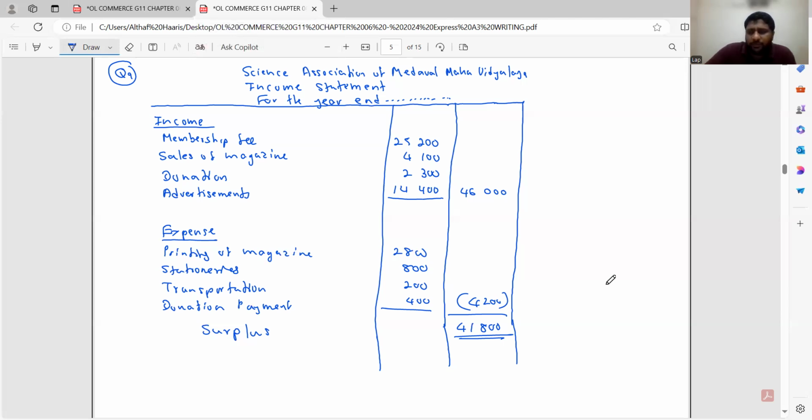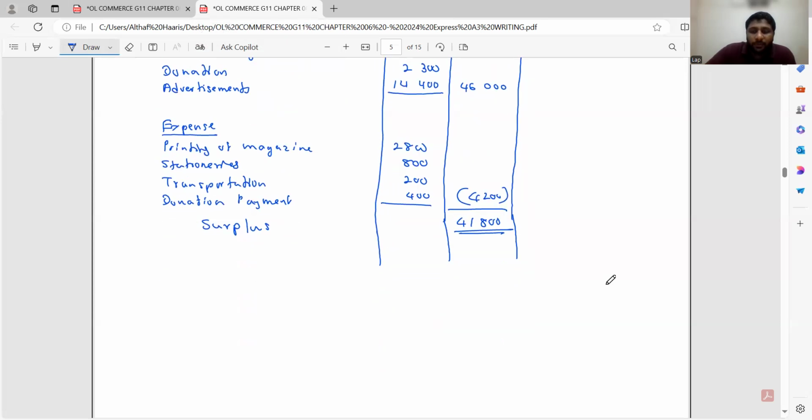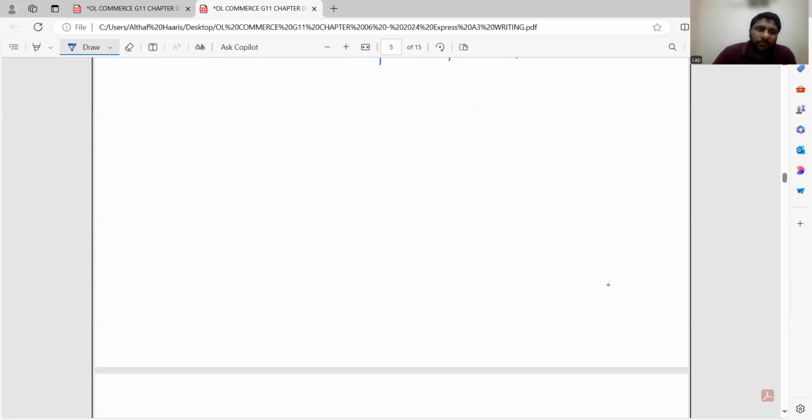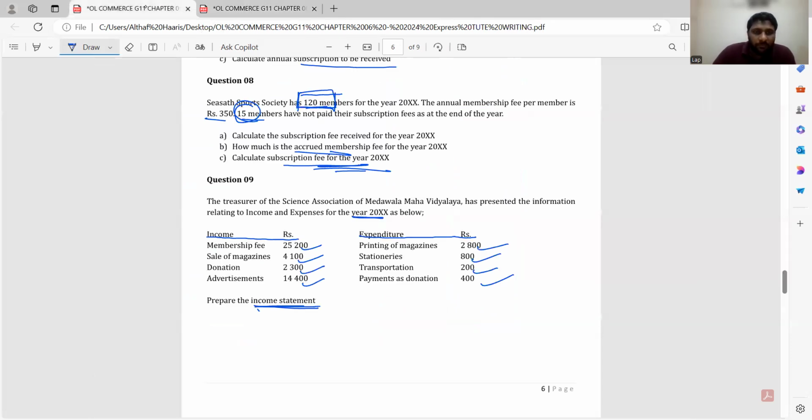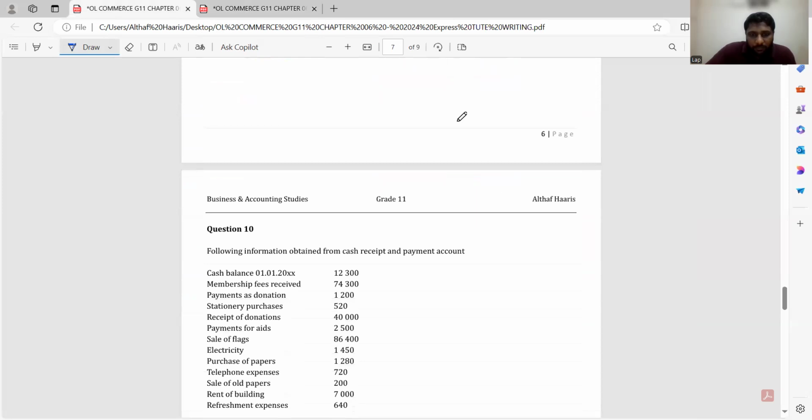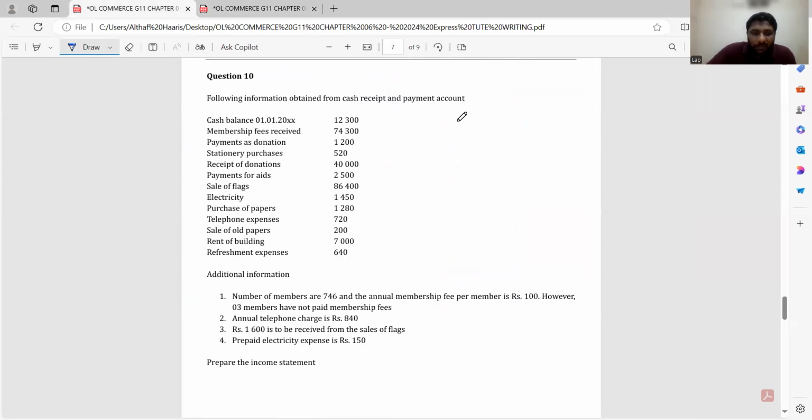Now let's move to the next one. Question number 10. The following information is obtained from the cash receipt and payment account. Prepare the income statement. Before that, write this note.